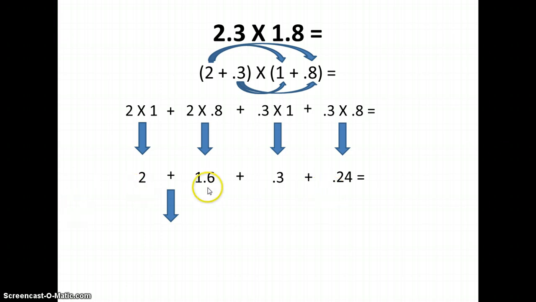Now we just need to add the numbers. So 2 plus 1 6/10 equals 3 6/10, plus 3/10 plus 24/100 equals 54/100. And last, 3 6/10 plus 54/100 equals 4 14/100.